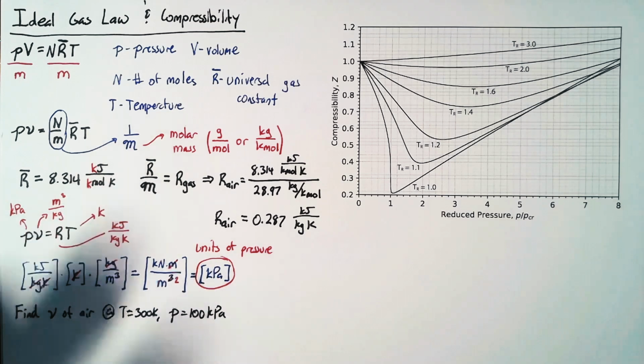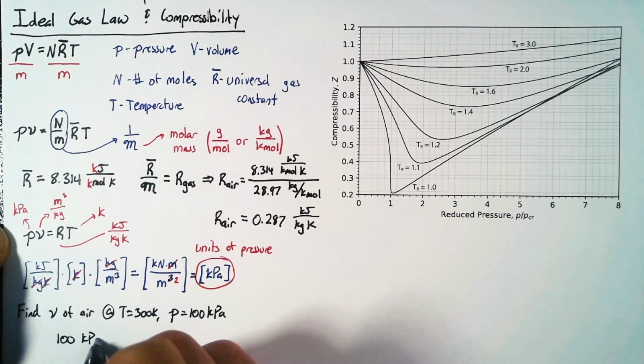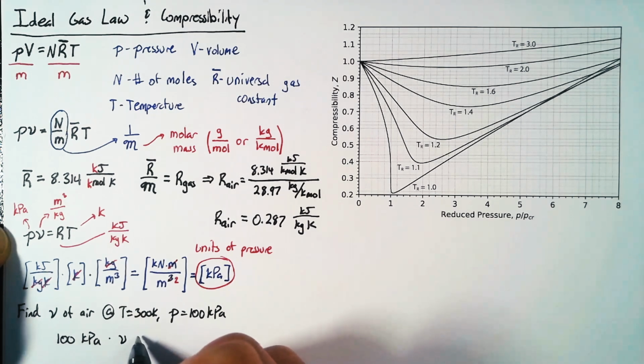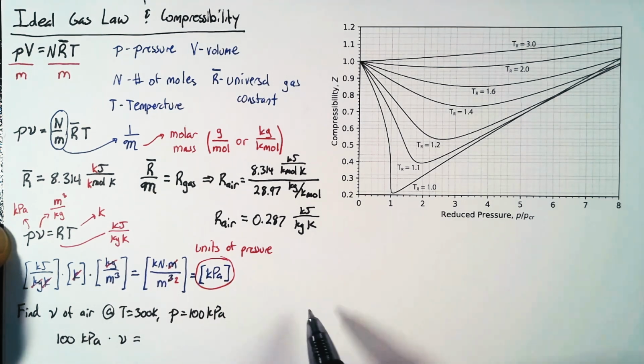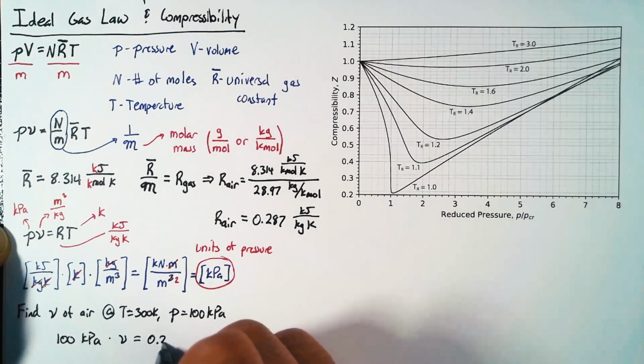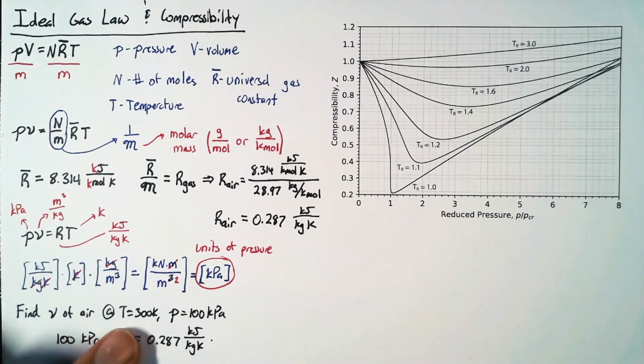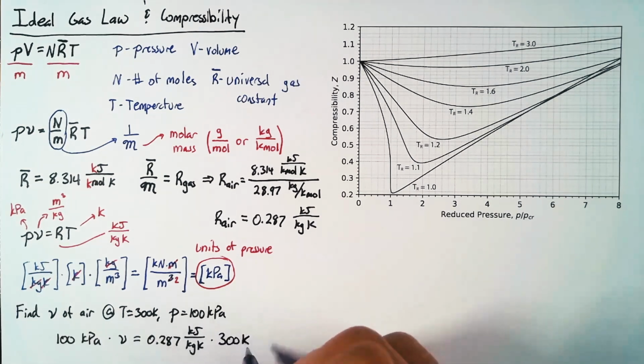So plugging these in, we get 100 kilopascals multiplied by our unknown specific volume. That's going to be equal to this R of air that we found before. So this is 0.287 kilojoules per kilogram Kelvin multiplied by the 300 Kelvin that we have here.